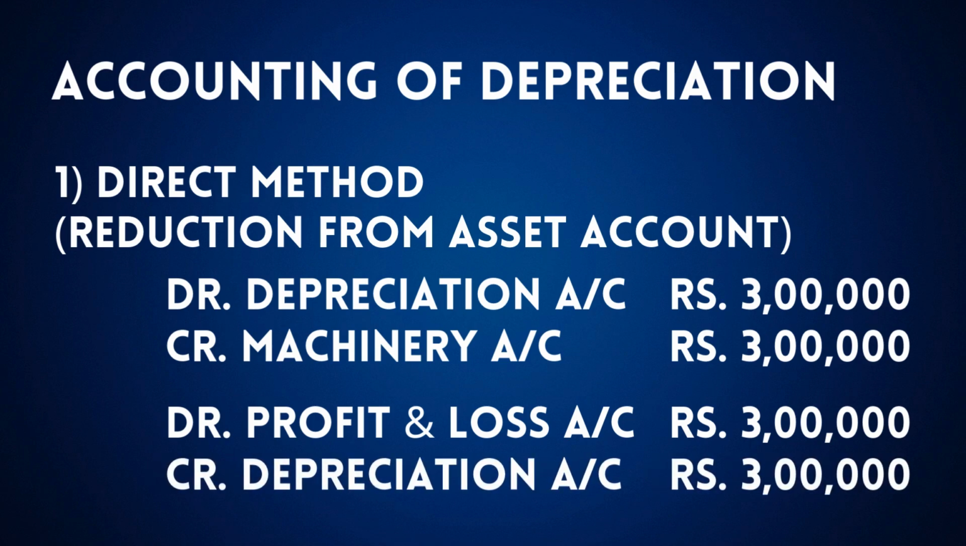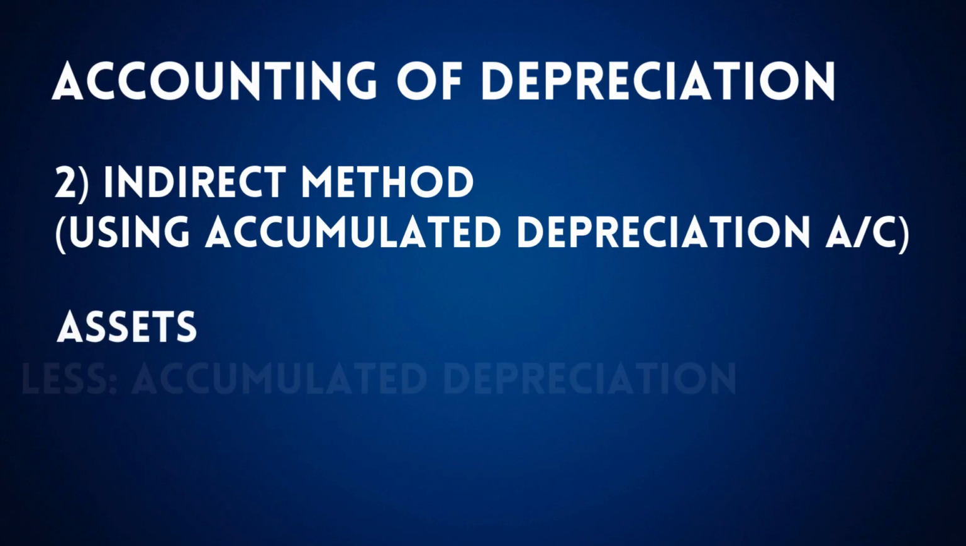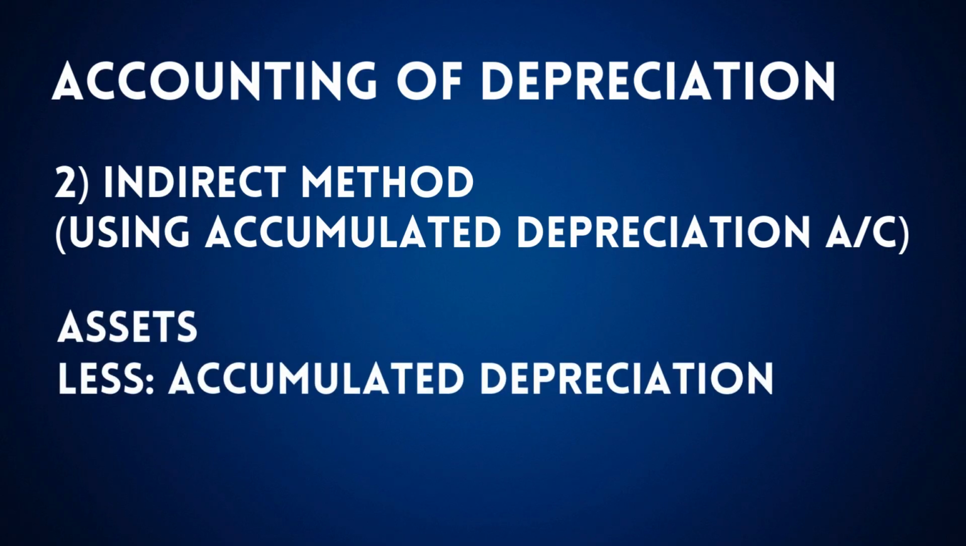rupees 3 lakhs. In the indirect method, depreciation is recorded separately in an accumulated depreciation account and the original asset value remains unchanged. This method is also called contra asset method, as the accumulated depreciation account features as a contra asset account which offsets the value of the related asset. That is, it appears as a deduction under the asset section of a balance sheet.